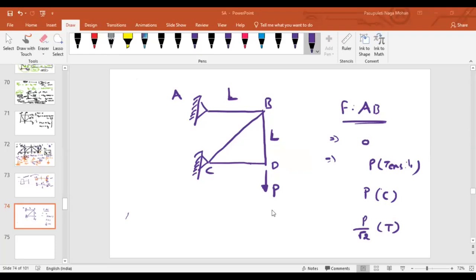Says your voice is not that much audible. Now? No, sir. Very low. Tensile force P. Force AF, AB. Sir, your voice is not clearly audible, sir. Please recheck, sir.